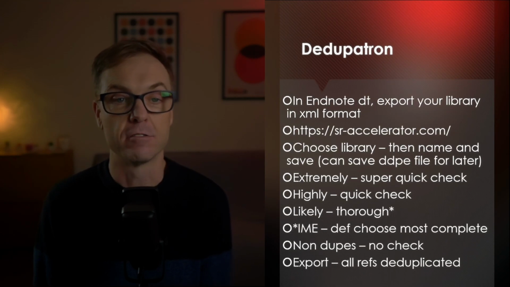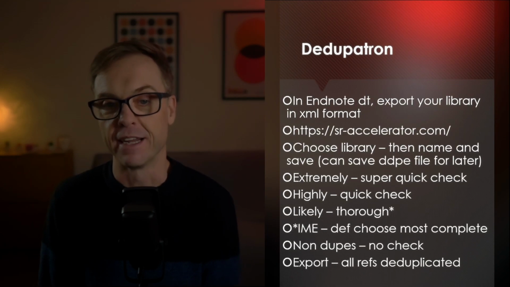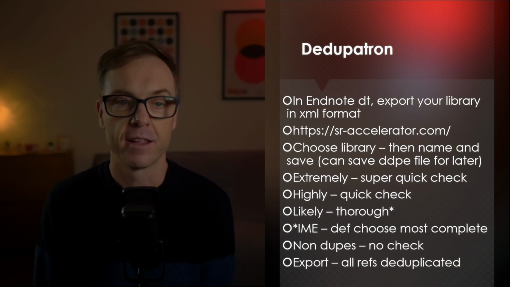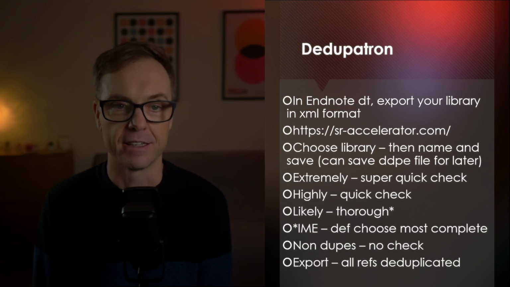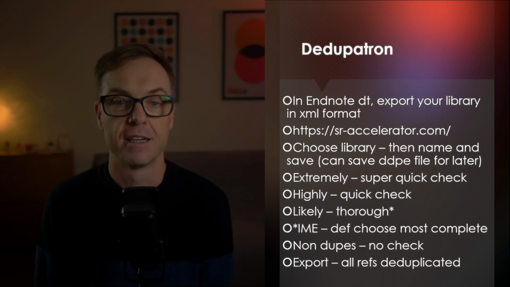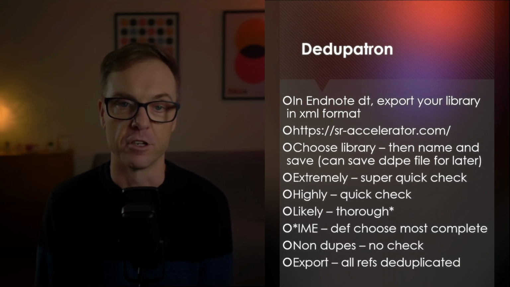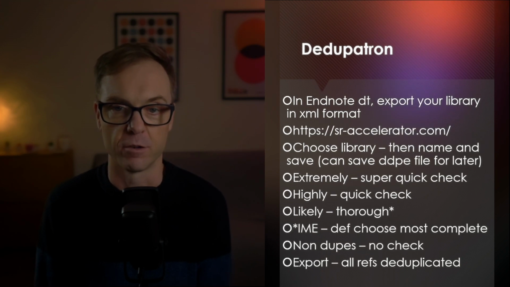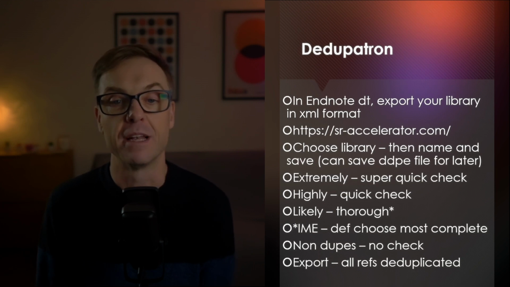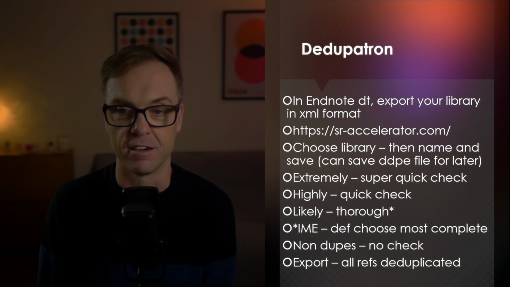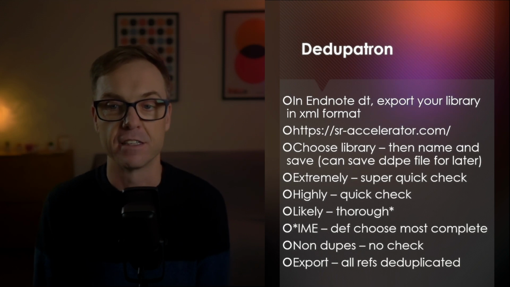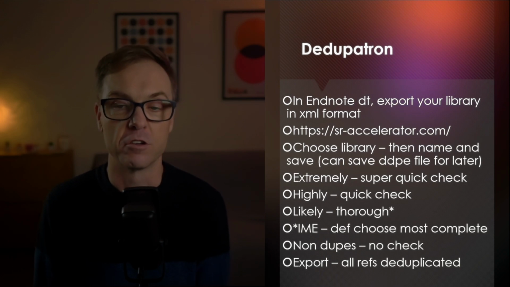Okay, in Endnote Desktop, export your library in an XML format. Then go to sraccelerator.com and choose library, and then it'll open up a browser window. And then you need to import your XML file that you've exported from Endnote Desktop. Then, up in the top left, name and save your library in SR Accelerator. That'll save a DDPE file that you can come back to if you decide to take a break.